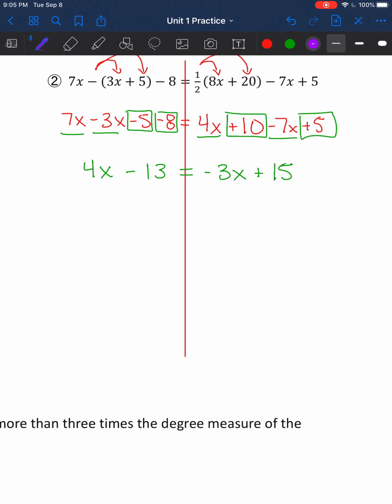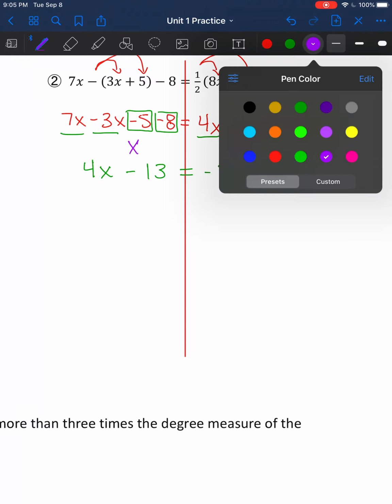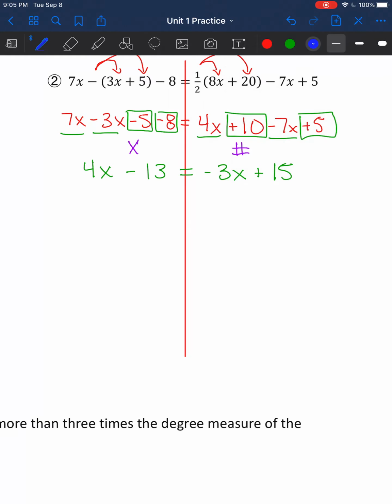Now my goal here is to move all of my x's to the left side and all of my constants to the right side. In order to achieve that goal, I have a negative 3x on the right that I need to move to the left, so I'm going to add 3x to both sides. 4x and 3x makes 7x. Bring down negative 13. This eliminated the x's on the right side and leaves me with 15.